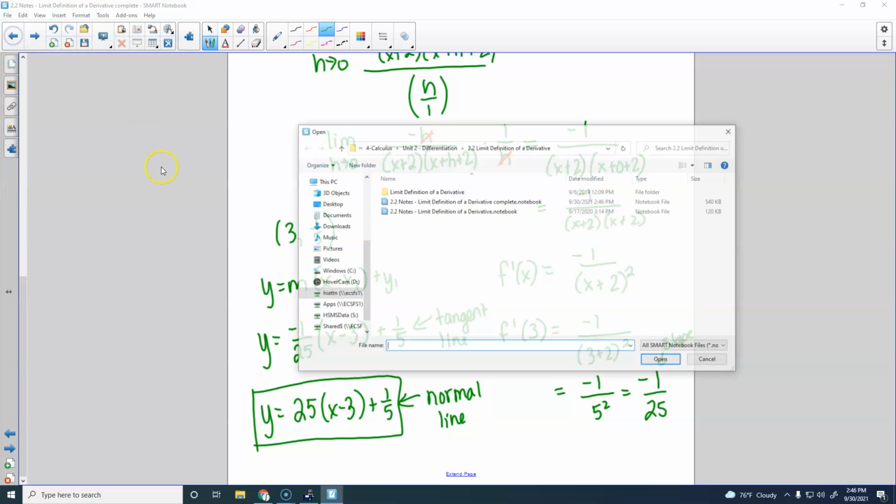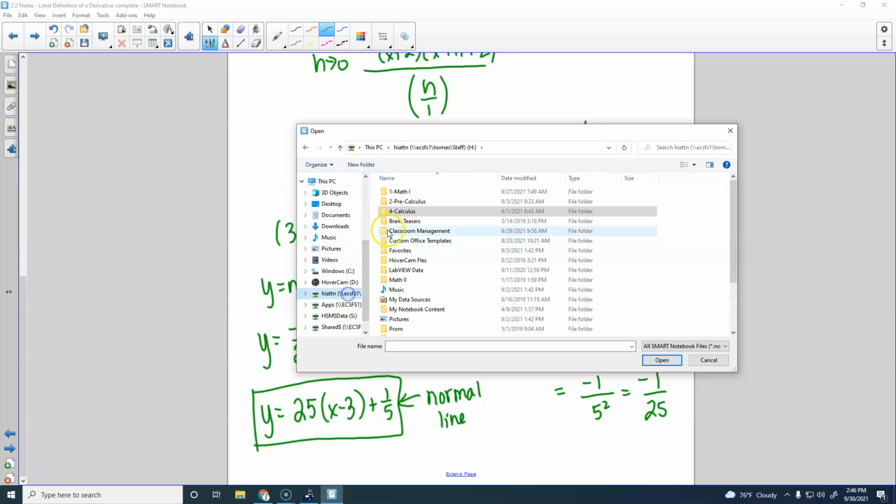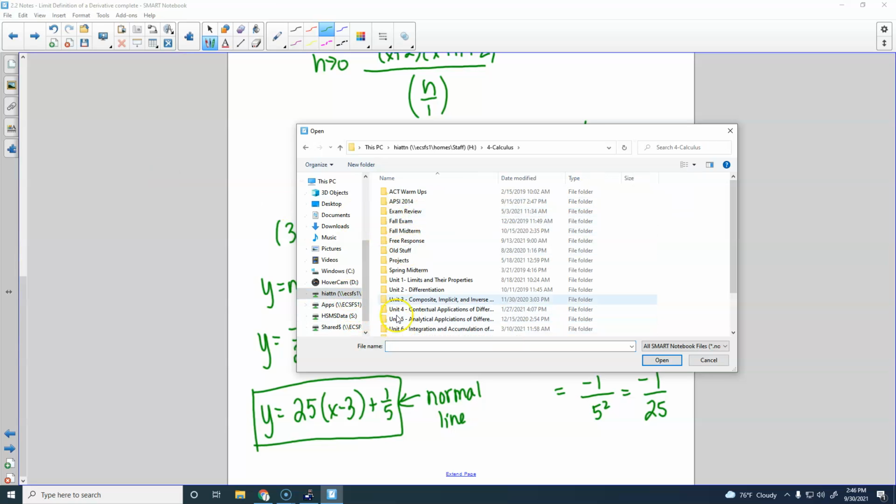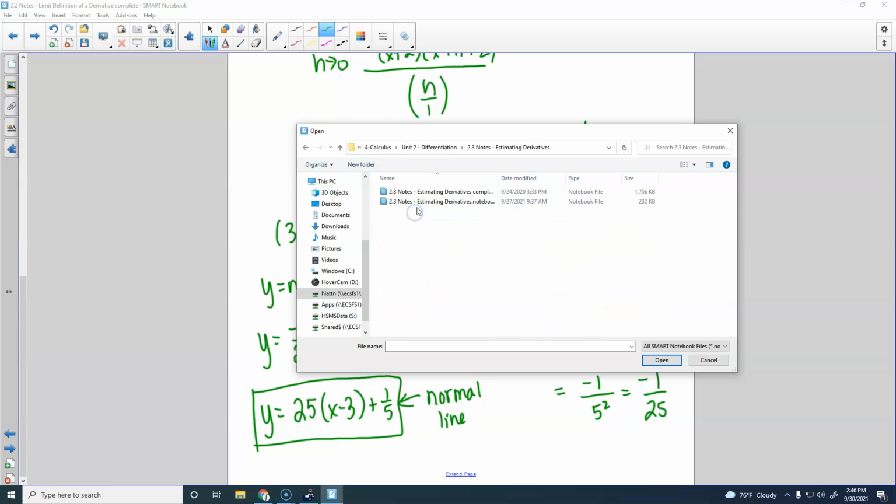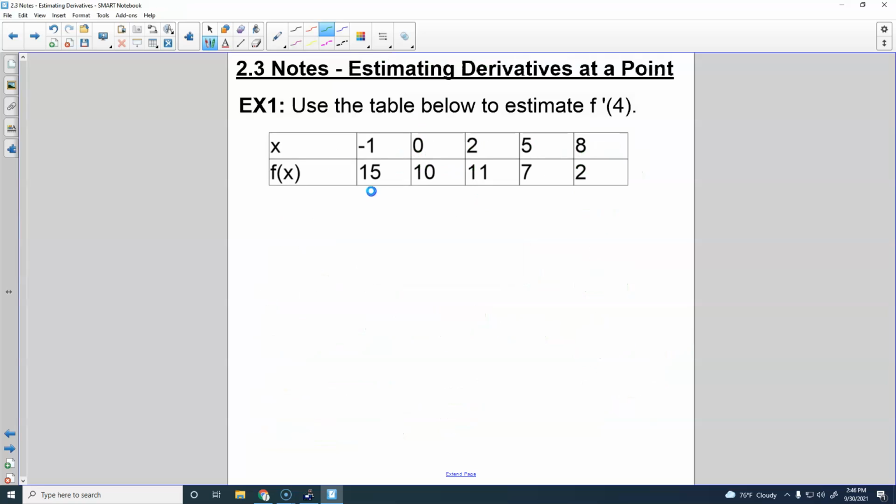All right, so we're going to shift gears here and look at estimating derivatives. I think you will like estimating. It's pretty straightforward.